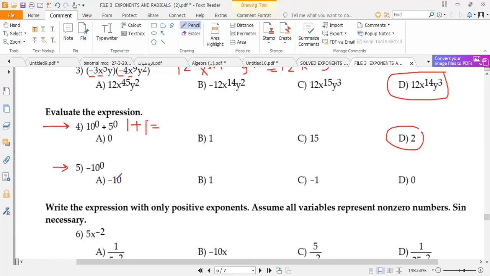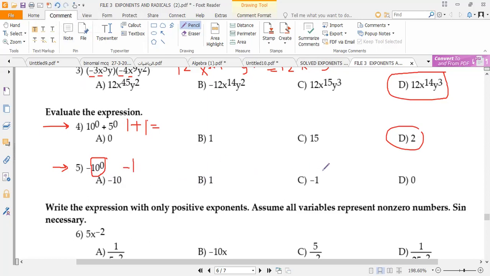Maria. Is it B? Okay. Now here, negative 10 to the power of 0. So this 10 to the power of 0, without the negative, only this part will be 1. And you have a negative, so the answer will not be B.